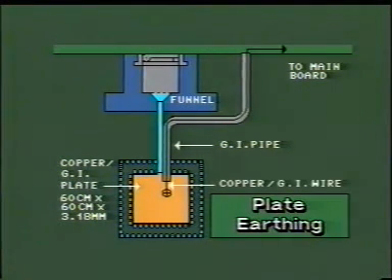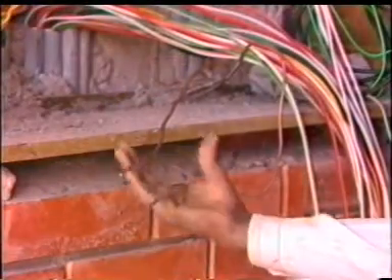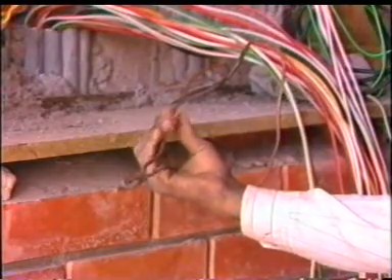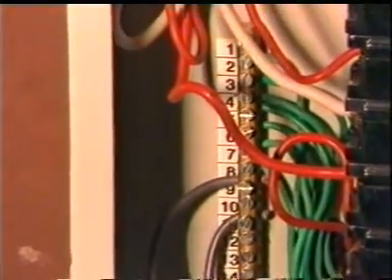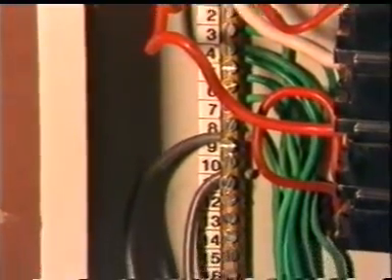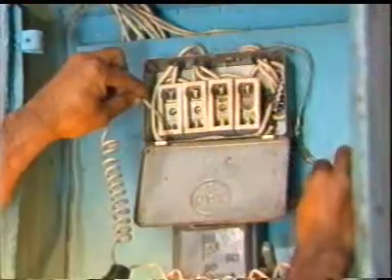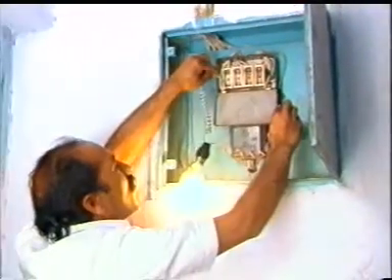Copper or GI wire of suitable gauge is connected to the earthing plate and runs through the GI pipe. This earthing wire is finally brought out and firmly connected to the main board. Earth pit resistance should not be more than 5 ohms. Also ensure earth continuity.